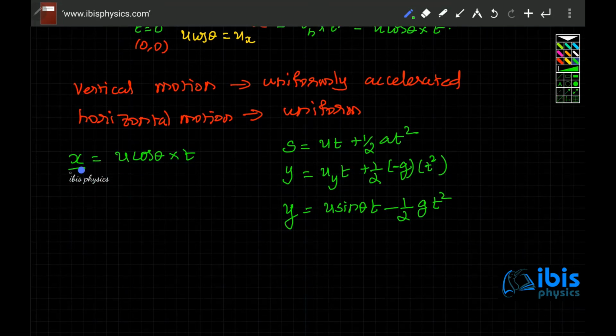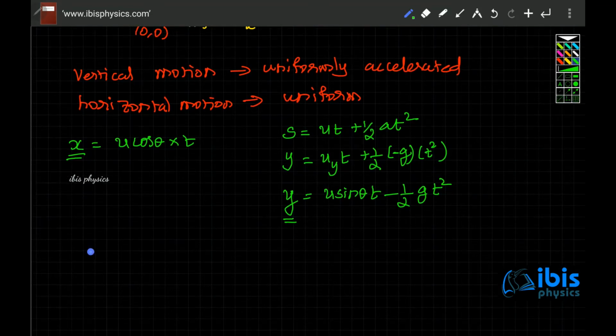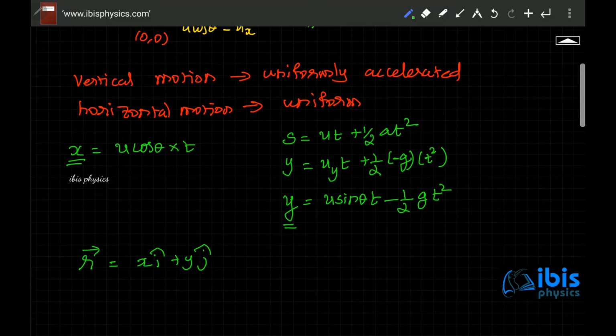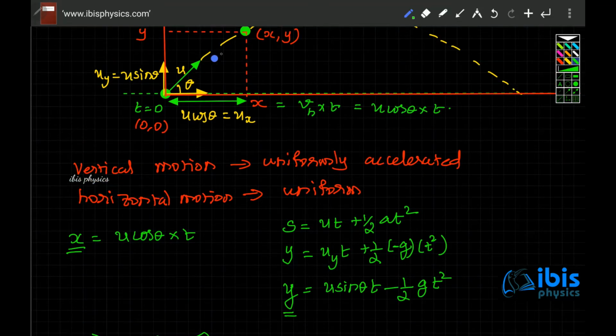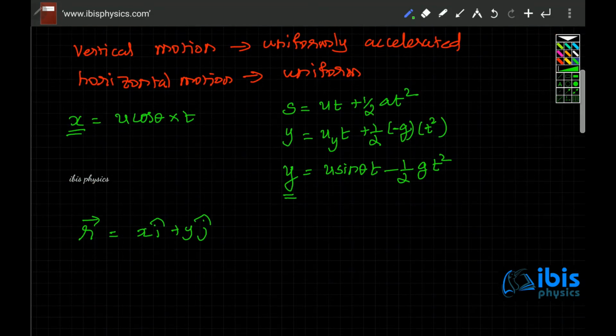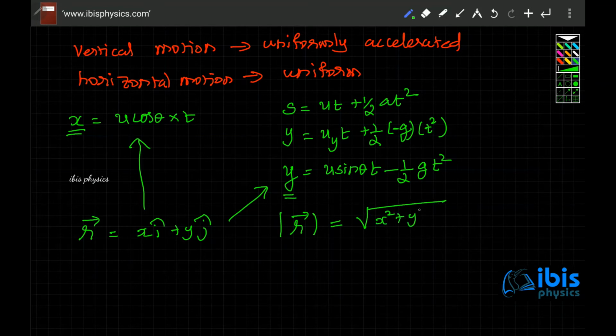So the x component of the position is u cos theta t. The y component of the position is u sin theta t minus half g t square. Then if you like to find the position of the projectile, it is x i cap plus y j cap, a straight line connecting from here to here. Then what is the modulus of that position vector? It is root over x square plus y square.